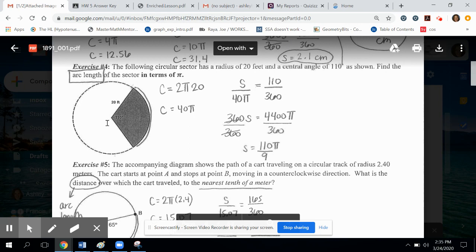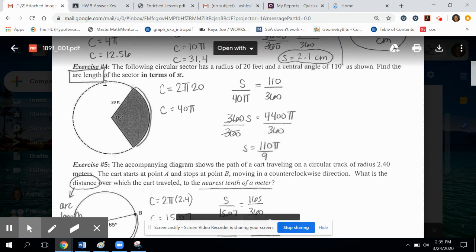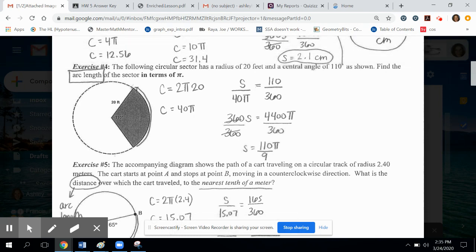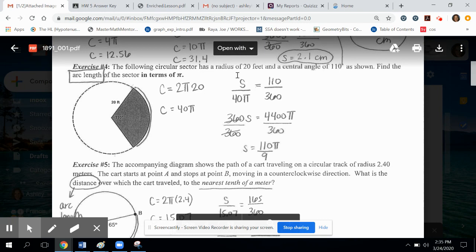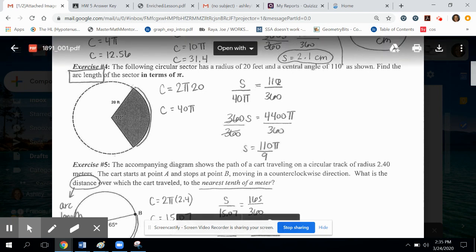So similar strategy here. They give you a sector, it's shaded in. They want this arc length. Notice I boxed in that term. The central angle is 110. The radius is 20. I put that into my formula. Again, S denotes arc length. I'm trying to find that. I found my circumference on the side here. 2 times 20 would be 40. And I left it in terms of 40 pi. I'll tell you why I did that in a second. I inputted the 110 out of 360.